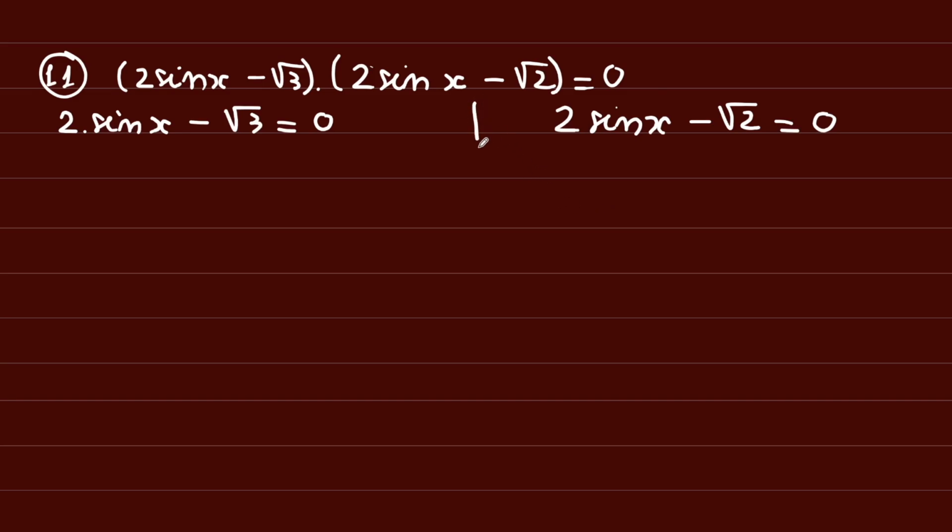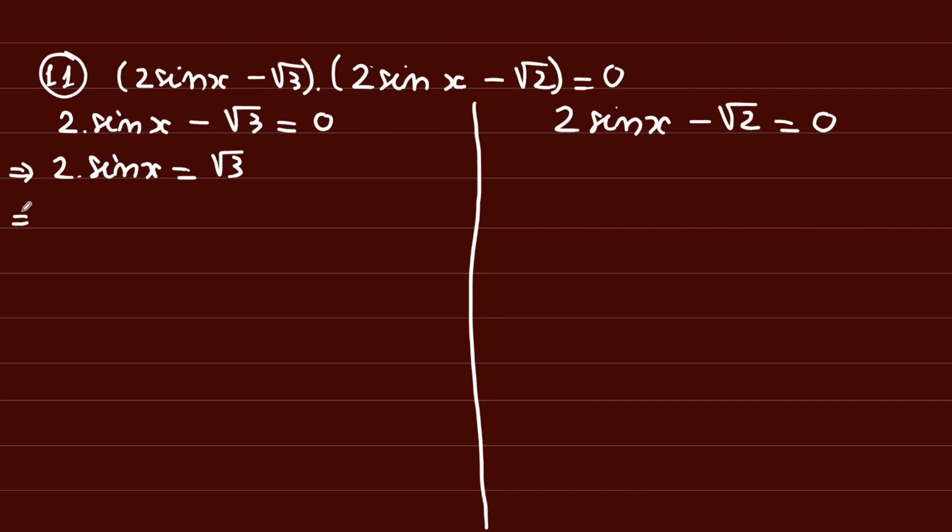Now I have to divide this screen into two parts, the left part and the right part. Solving this one, 2 sine h, transposing minus to plus on the right hand side, is square root of 3. The next step is to make sine h the subject: square root of 3 over 2. Square root of 3 divided by 2, you got 60 degrees.